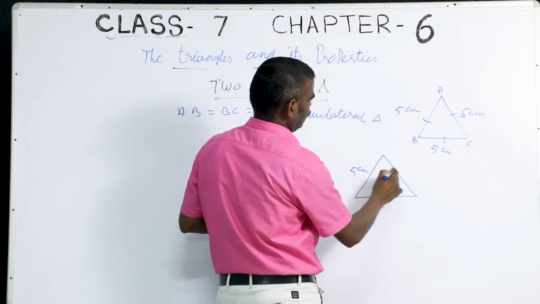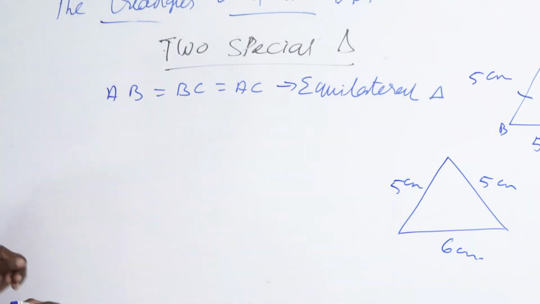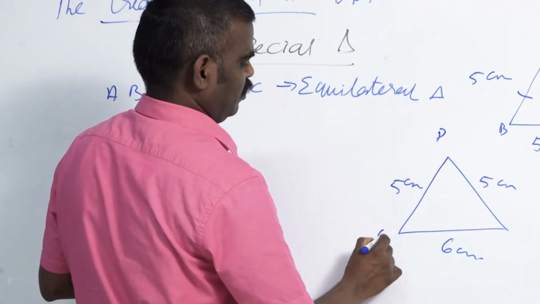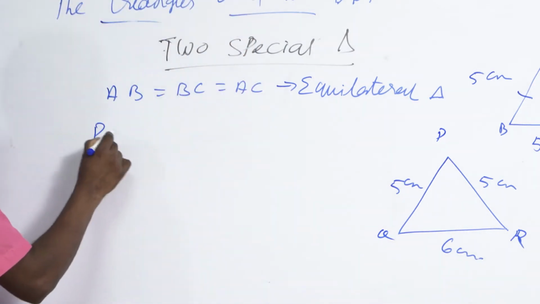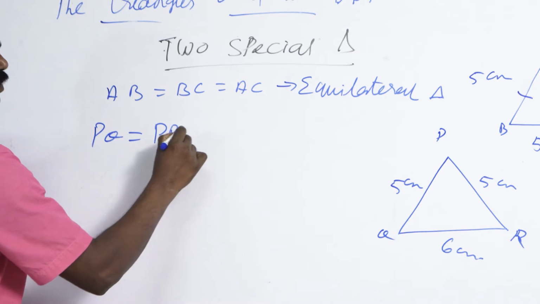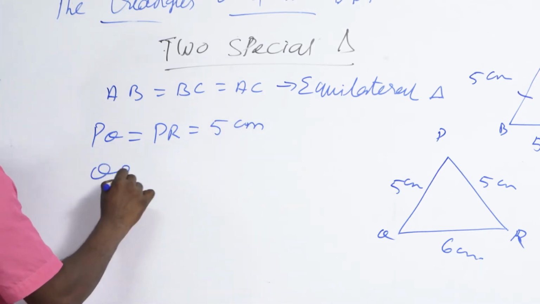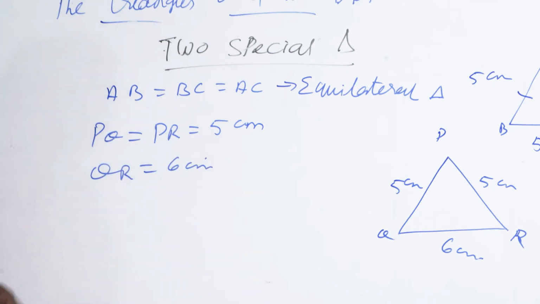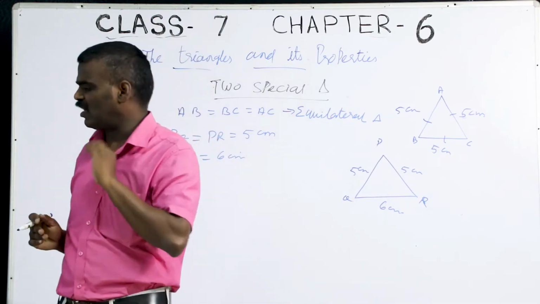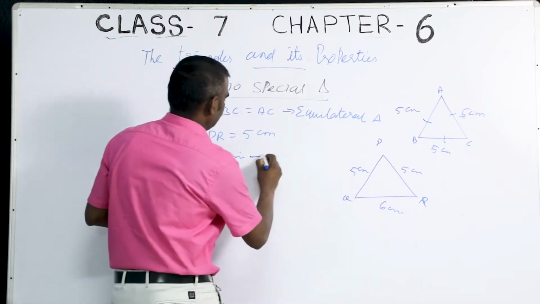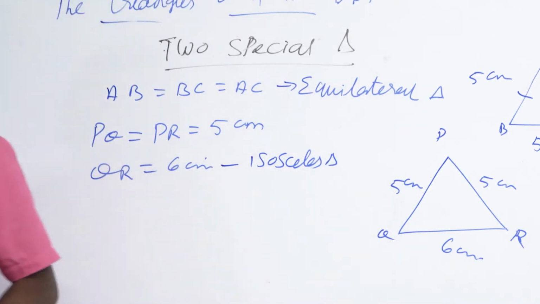This is 5 centimeter. This is 5 centimeter. Maybe this is 6 centimeter. Here PQ equal to PR equal to how much? 5 centimeter. That QR is equal to how much? 6 centimeter. Only two sides are equal. If two sides are equal, then it is called isosceles triangle. What triangle? Isosceles triangle.